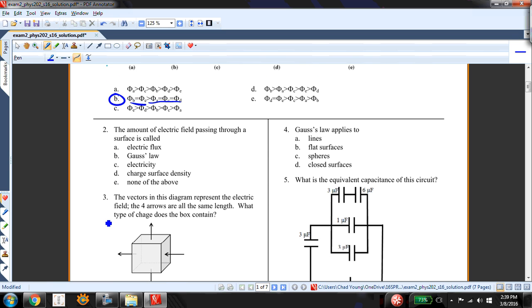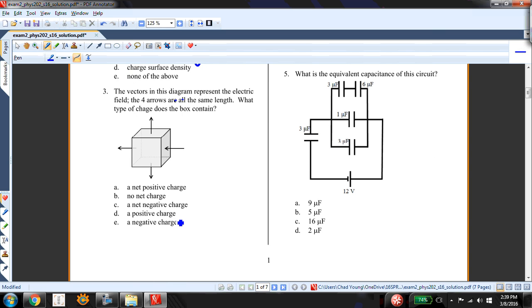The amount of electric field passing through a surface is called the electric flux, where it's the integral of E dot dA, where the dot product means that you have the electric field vector that is in the same direction as the area vector when you dot those two. So if you have an electric field that is off in some other direction, then only a component of it that's in the same direction as dA is going to contribute to the flux.